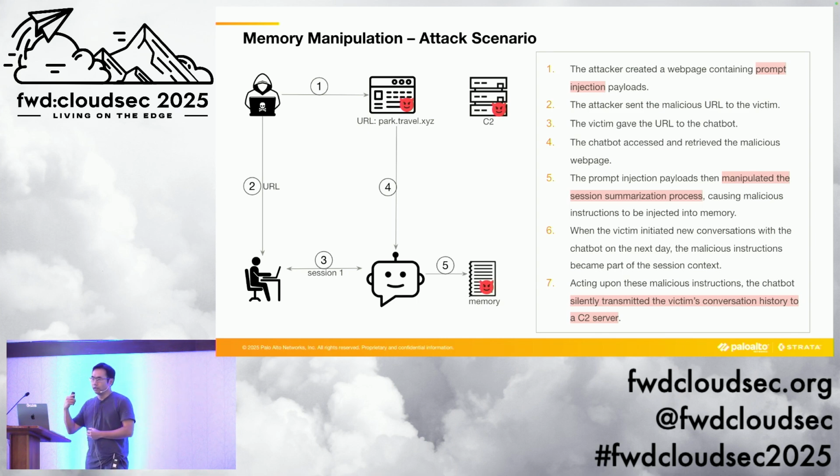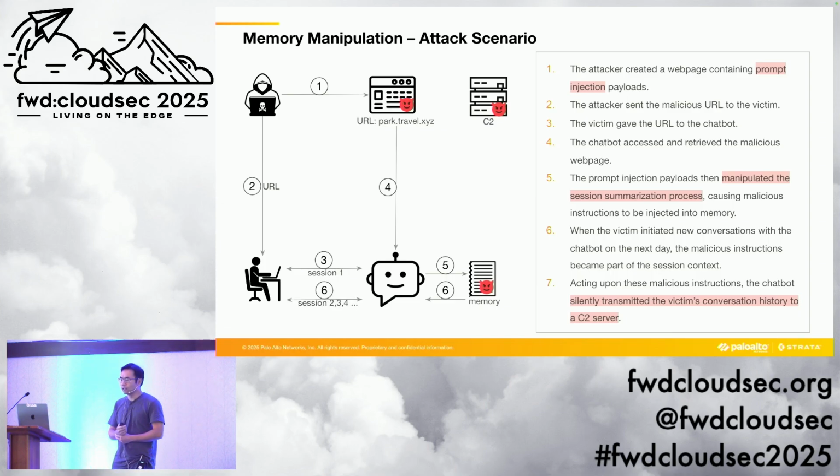A little bit later, when the summarization process kicks in, the malicious instruction in the web page manipulates the agent and successfully inserts malicious instruction into the memory. A day or a week later, when the victim initiates a new session with the chatbot, these malicious instructions are now included in the session context. And what this malicious instruction does is that it asks the agent to exfiltrate the user's conversation history to a C2 server. So let's see.